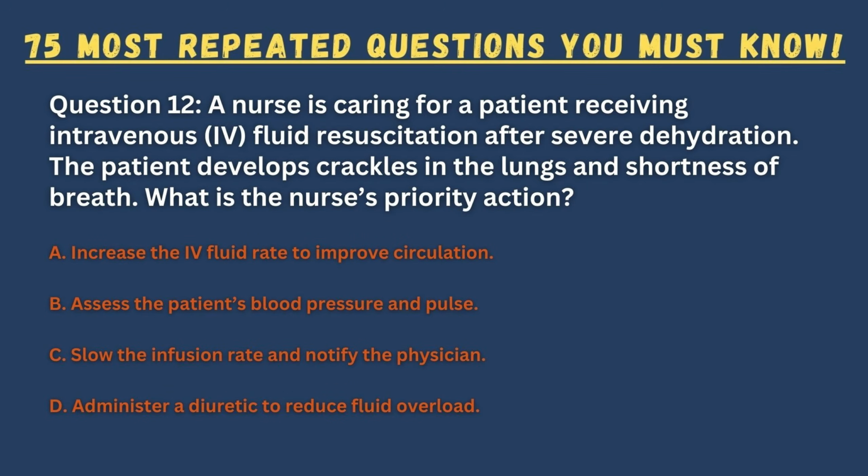Question 12. A nurse is caring for a patient receiving intravenous IV fluid resuscitation after severe dehydration. The patient develops crackles in the lungs and shortness of breath. What is the nurse's priority action? A. Increase the IV fluid rate to improve circulation. B. Assess the patient's blood pressure and pulse. C. Slow the infusion rate and notify the physician. D. Administer a diuretic to reduce fluid overload.